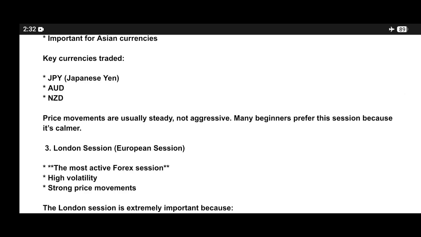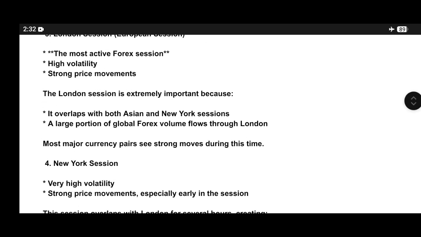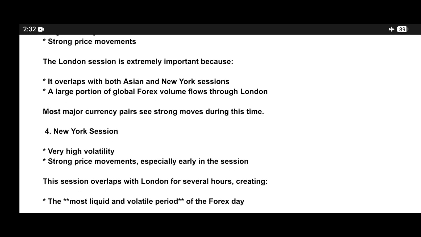Then you have the third one, which is the London session, the European session. The most active forex session. High volatility, strong price movements. The London session is extremely important because it overlaps both the Asian and New York sessions. A large portion of global forex volume flows through the London session. Most major currency pairs see strong moves during this time.